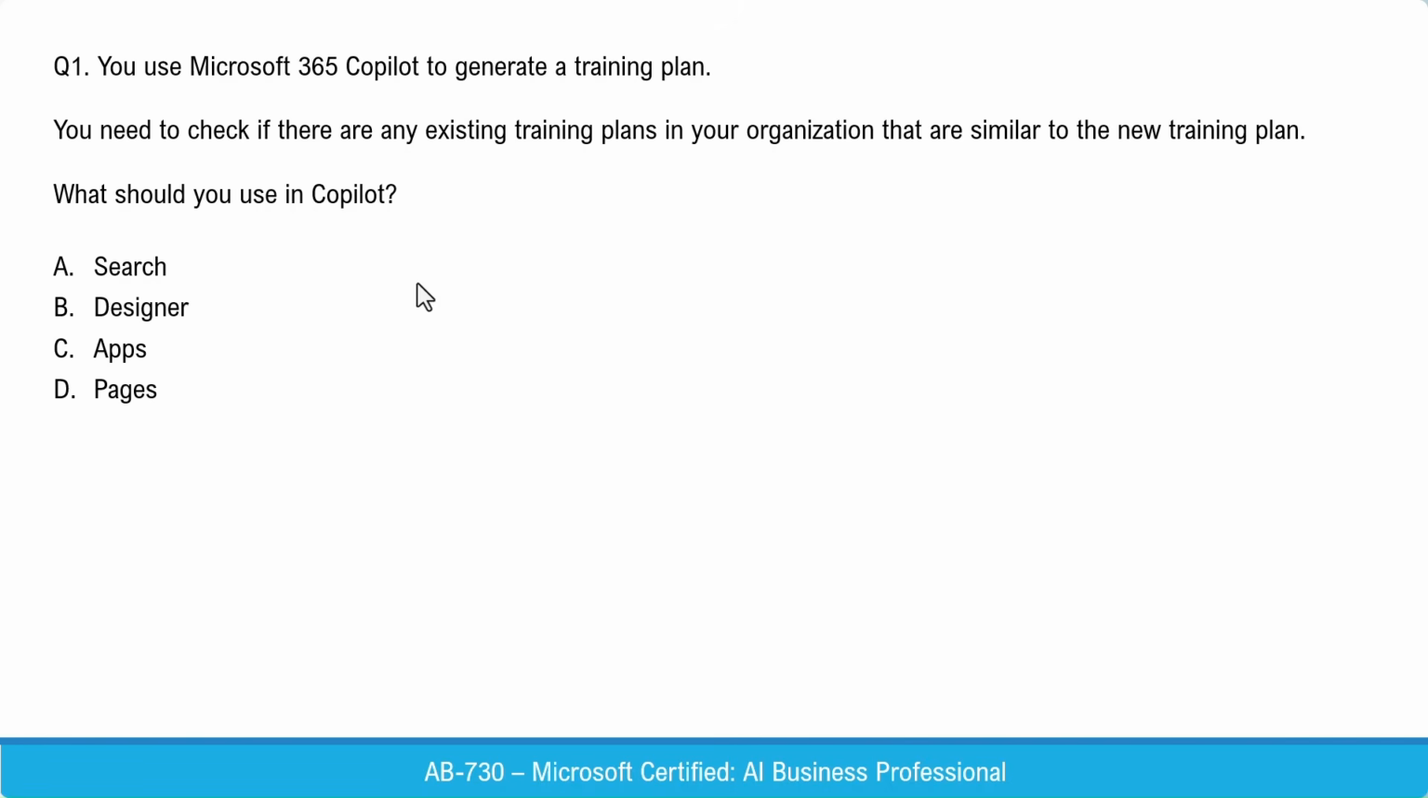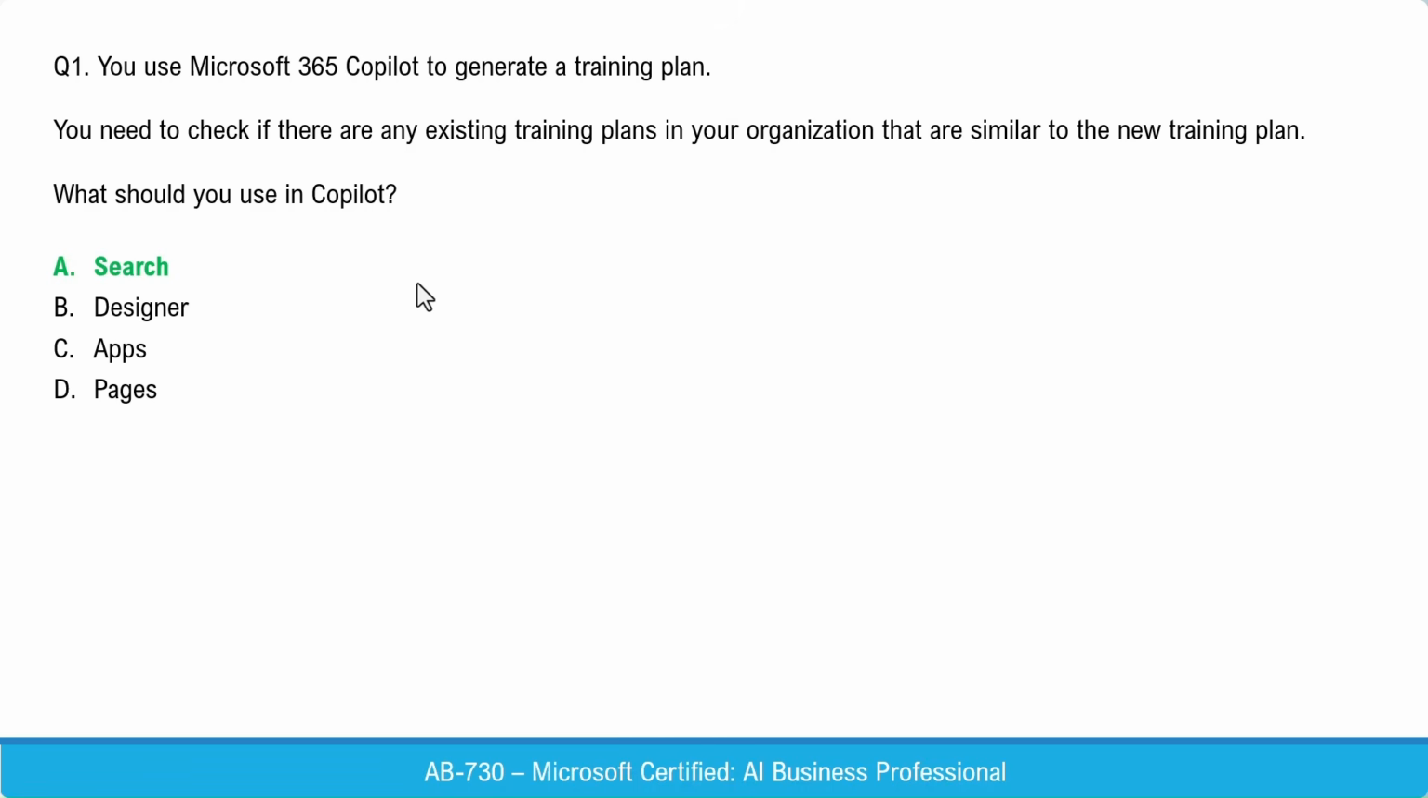Question 1. You use Microsoft 365 Copilot to generate a training plan. You need to check if there are any existing training plans in your organization that are similar to the new training plan. What should you use in Copilot? Your options are Search, Designer, Apps, and Pages. And the correct answer is Search.